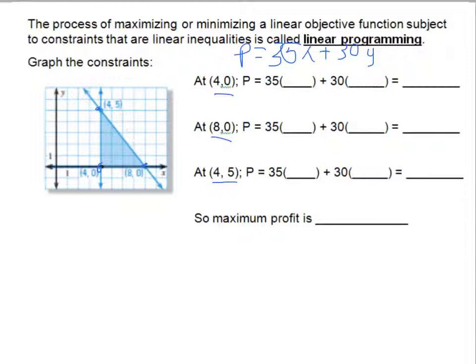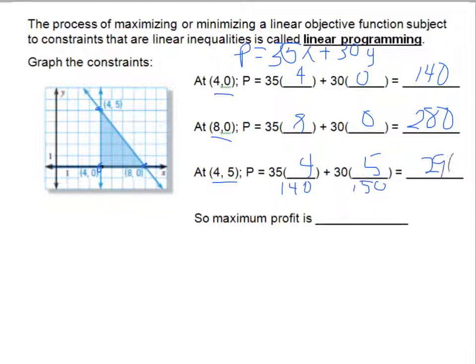and then see what our maximum is. So we've got 35 times 4 plus 30 times 0. That's going to be 140. 35 times 8 plus 30 times 0 is 280. 35 times 4 plus 30 times 5, that's going to be 140 again, plus 150, so 290. So maximum profit is $290, which for our potter means that he needs to make 4, what is X? Plates? Bowls. 4 bowls and 5 plates.